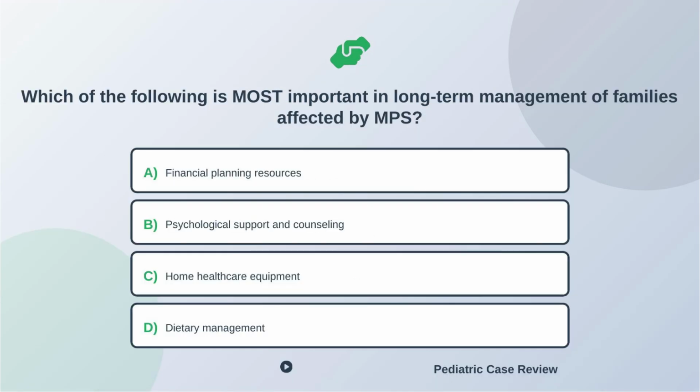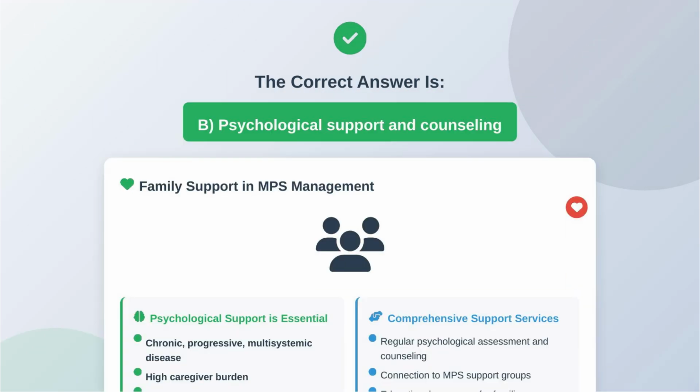Regarding family support, which of the following is most important in long-term management of families affected by MPS? A. Financial planning resources. B. Psychological support and counseling. C. Home healthcare equipment. Or D. Dietary management. The correct answer is B.